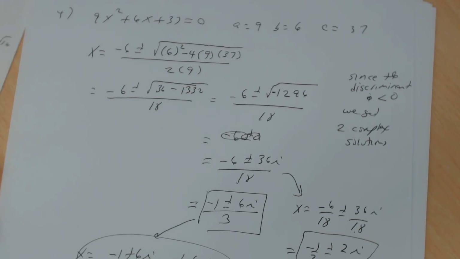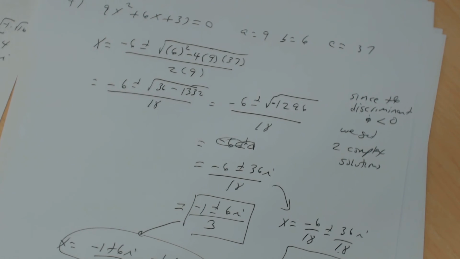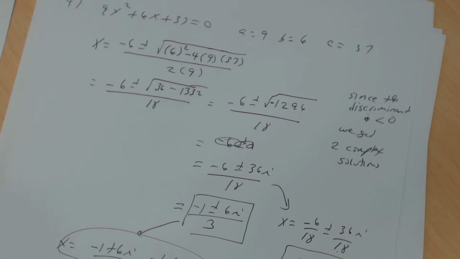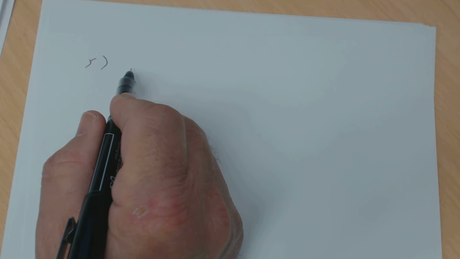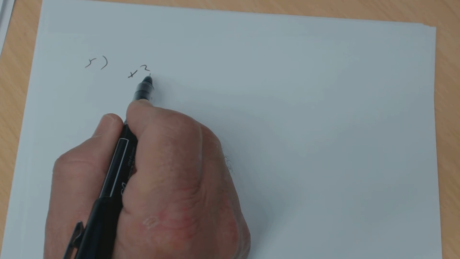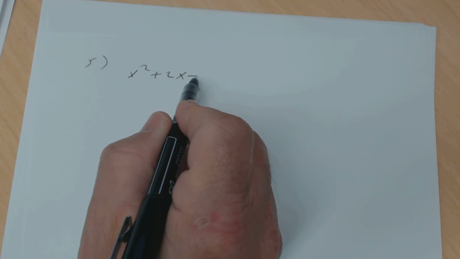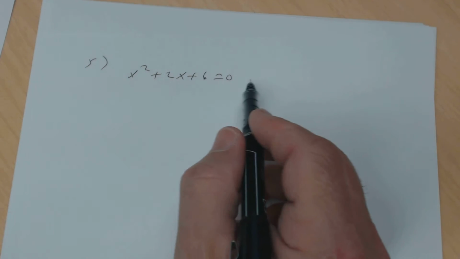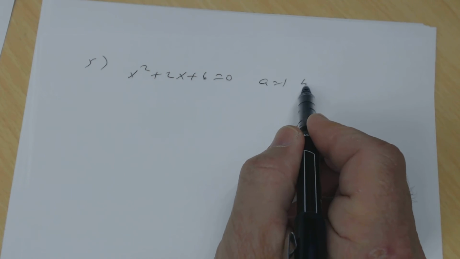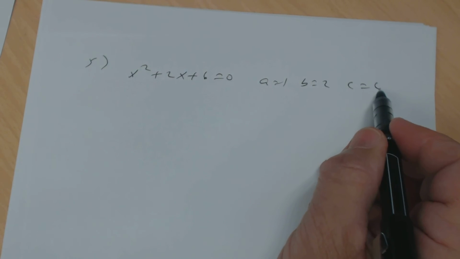Okay, so that was number 4. And then let's do one more. Let's look at this one. So this will be number 5. Let's say you had x squared plus 2x plus 6 equal 0. So x squared plus 2x plus 6 equals 0. It's already in standard form, so a is 1, b is 2, c is 6.